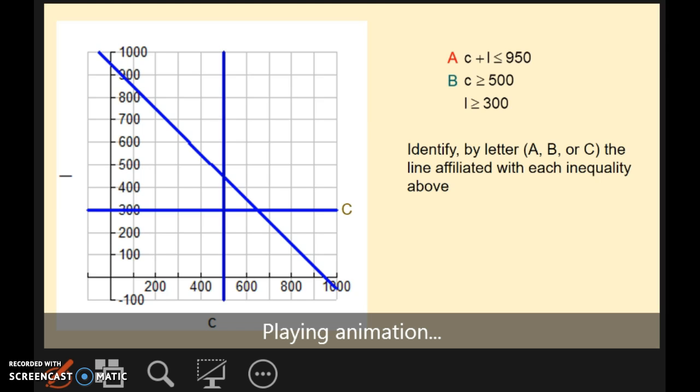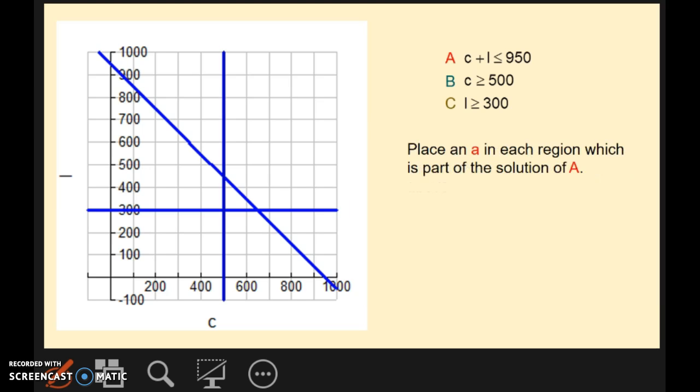Let's go ahead and just list our A, B, and C. All right. So now what we want to do is figure out, based on the fact that we know that we have this A, where's the solution set to that inequality.